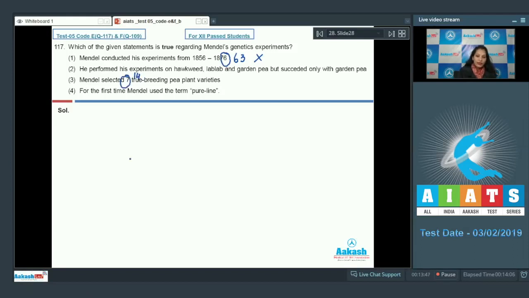If for a character he took two varieties, how? One for tall and the next plant for dwarf. So as he took 7 characters, then he took 14 pea plant varieties. So this statement is also wrong. Fourth, for the first time, Mendel used the term pure line. No. For the first time, Johannsen used the term pure line. So this statement is also wrong.